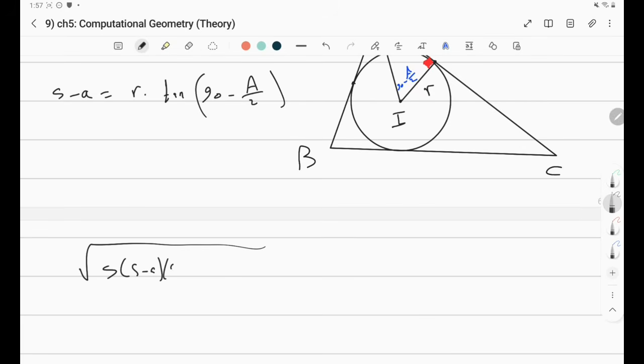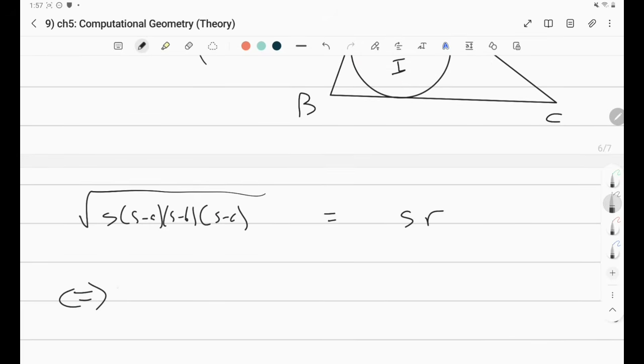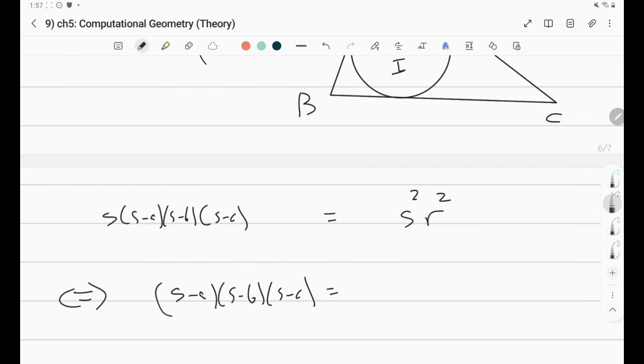So that means that root of S minus A, S minus B, S minus C, we want to show it's equal to SR, which is equivalent to showing S minus A, S minus B, S minus C is equal to, if we just square both sides and divide by S, it's going to be like this, right?